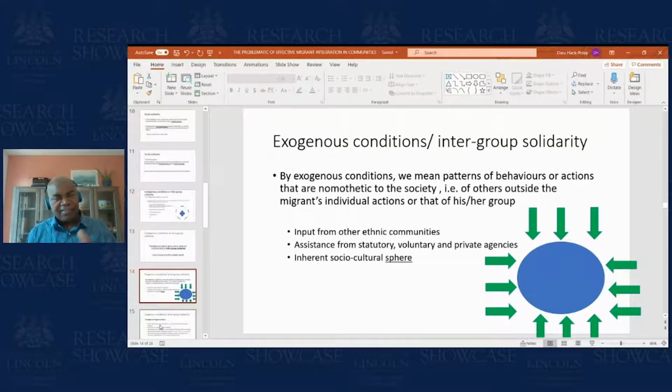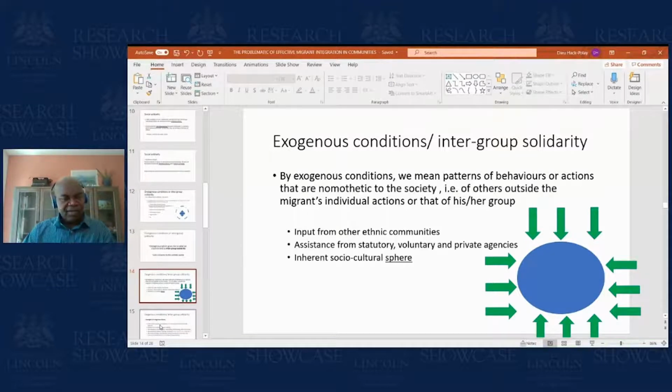But we also have, outside the inner circle of the migrant, external factors or external forces that tend to also affect migrant integration. These exogenous conditions, we see them as patterns of behavior that come from the society, and therefore bombard the migrants with new information and constrain them into really trying to understand what's going on in that new collectivity.